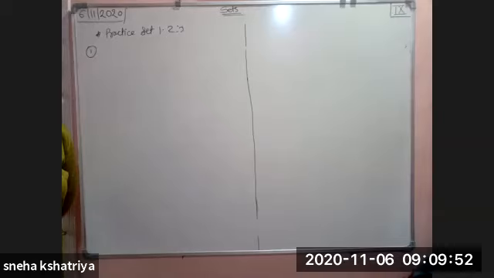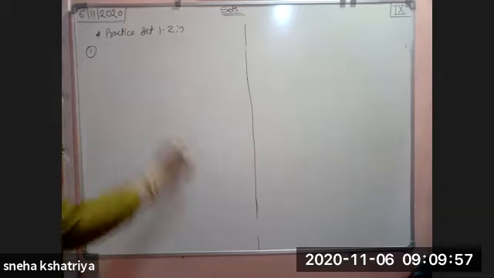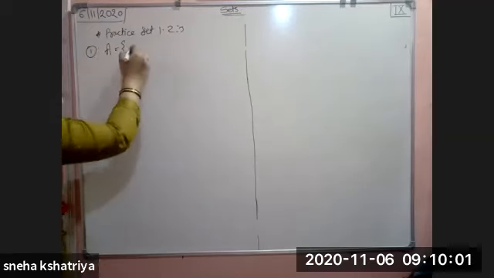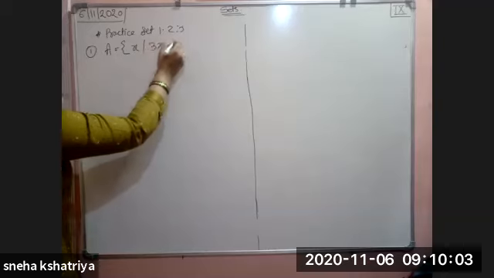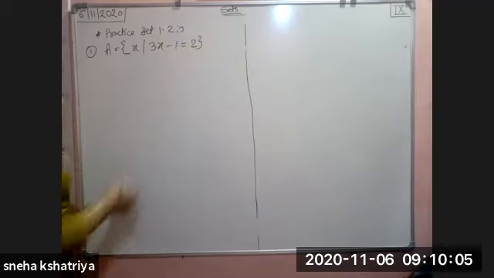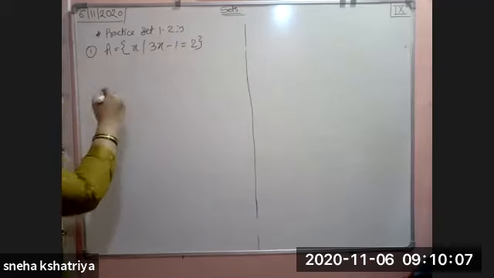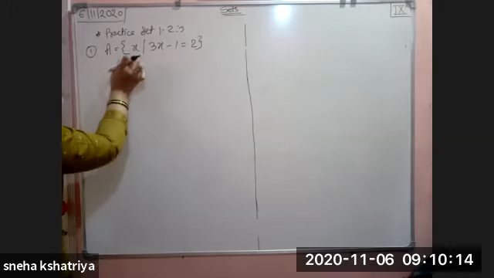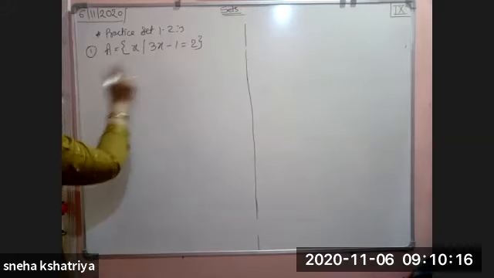And you have to tell whether they are equal or not. Justify your answer. So first we will take set A. What is set A given to us? A is the set of x such that 3x minus 1 is equal to 2. We will solve it one by one. This is the condition given to us. Then what are the elements of set A?